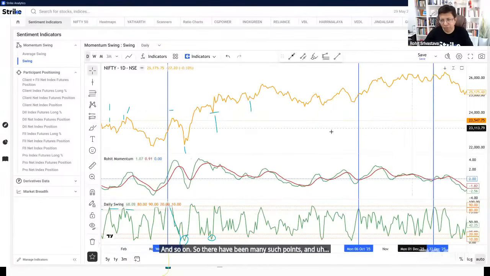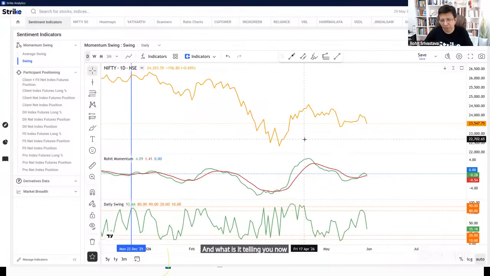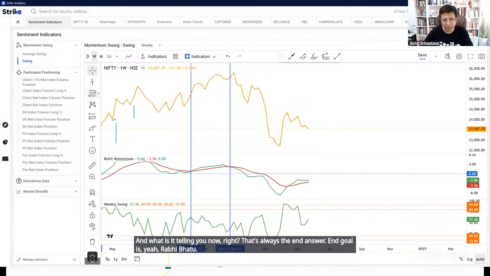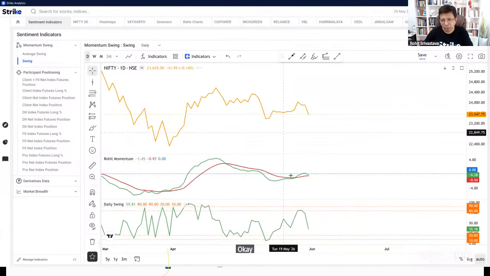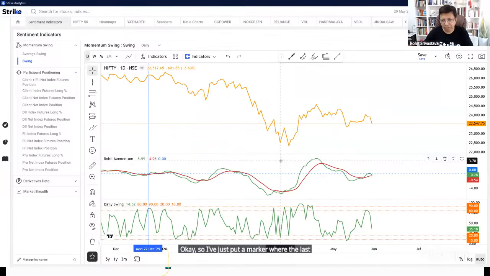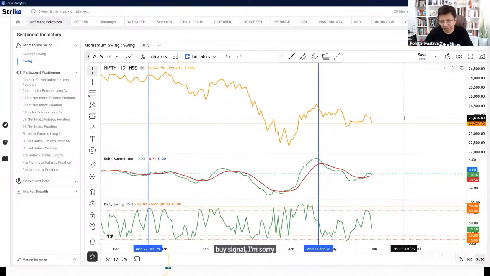And so what people want to know is, how did it work recently? And what is it telling you now? That's always the end answer. The end goal is there: abhi bata do, अभी क्या करना है. But remember, this is a system, this is not about catching every top and bottom. So I've just put a marker where the last sell signal happened, which is somewhere here. Buy signal, I'm sorry, not sell signal.